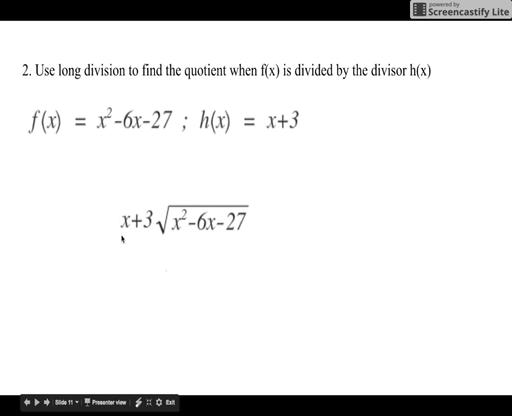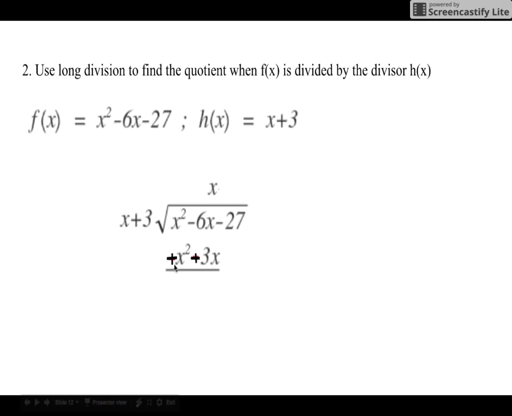You take this x, you ask yourself, what times x will give us x squared? Well, that's easy. That's just x. So an x will go up here. Now, just like with other long division with integers, you're going to multiply it out. So x times x is x squared. And again, positive times positive will give us a positive. So that's why the sign right there is positive. And then we're going to do 3 times x is 3x. Again, positive. But again, remember rules of long division state that you need to change the sign. So both of these are going to switch to negative.